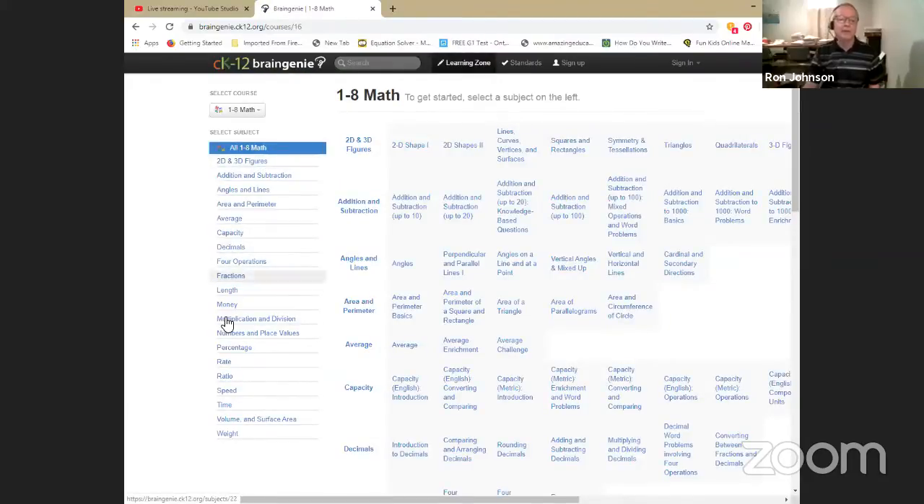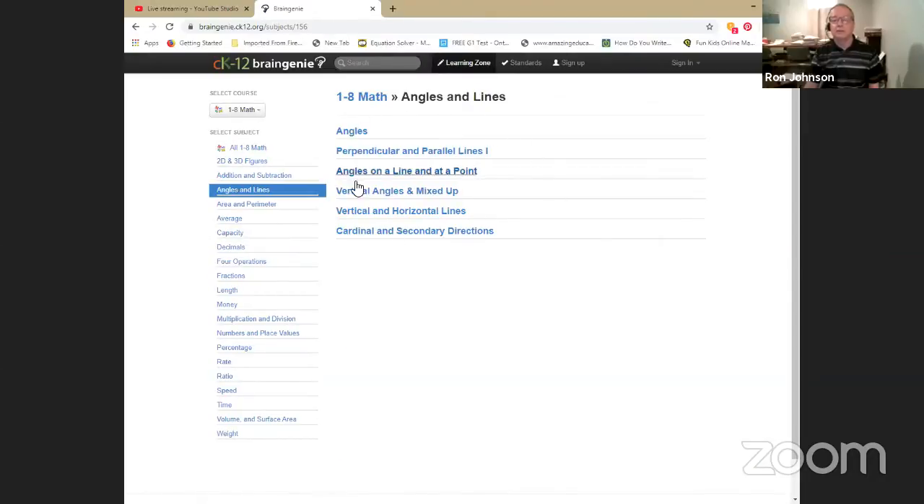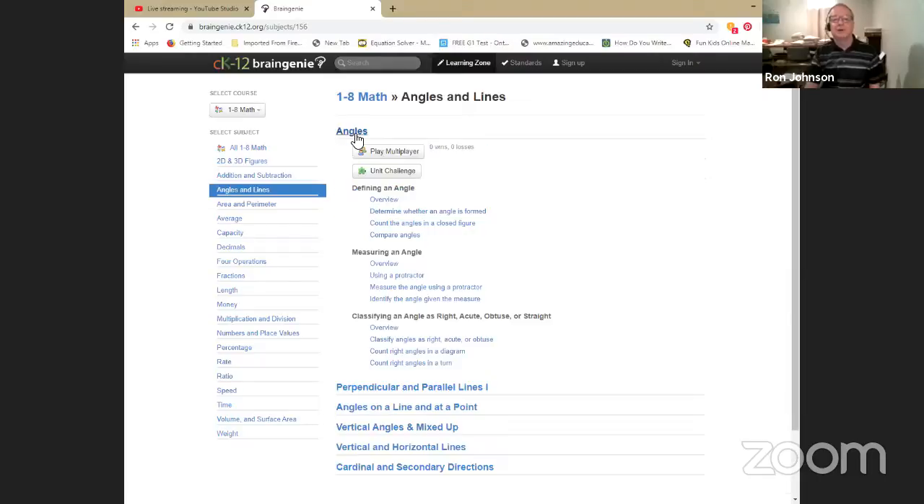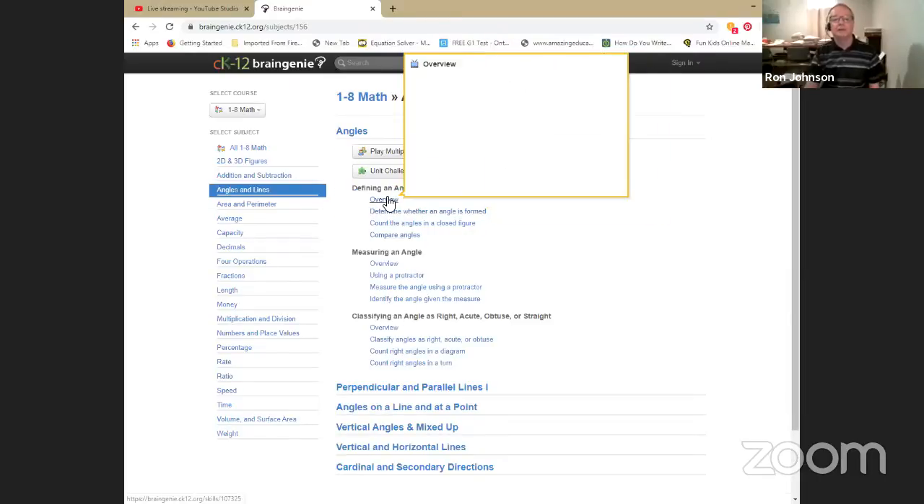I click on that. We have a menu on the side, talks about addition and subtraction, fractions, money, rate, ratio, and then you have all of these units over here. It shows you area and perimeter and some of the breakdown of that particular unit. So you could click on whatever you wanted, angles and lines, for example, and then it will come up with another menu, and you can look at angles, perpendicular and parallel lines, vertical angles, and mixed up, so a combination, I suppose. So click on angles. Here's another menu, and there's an overview.